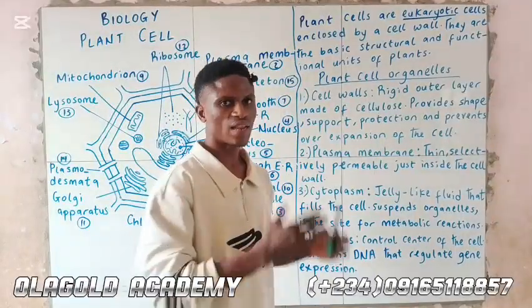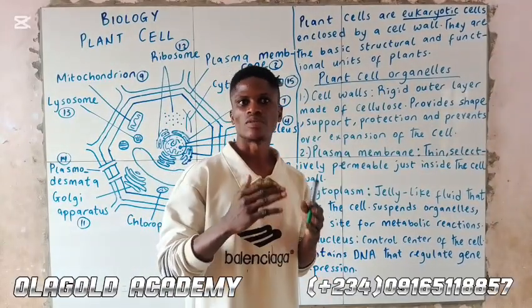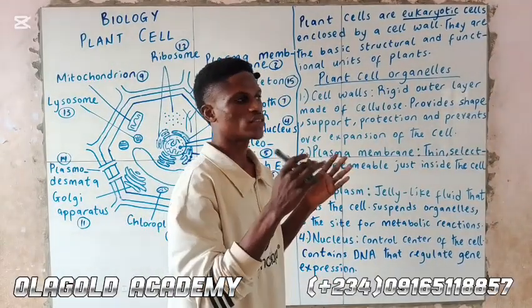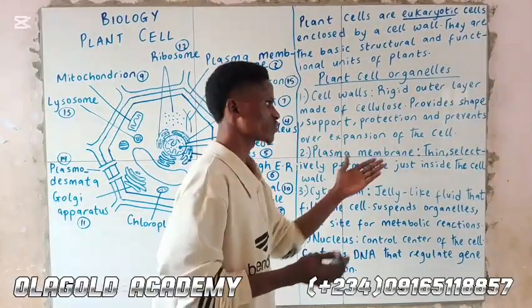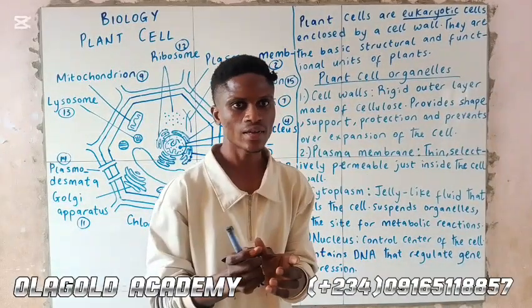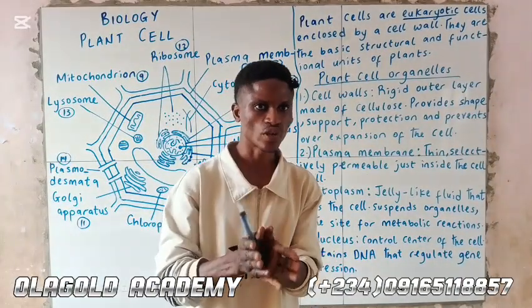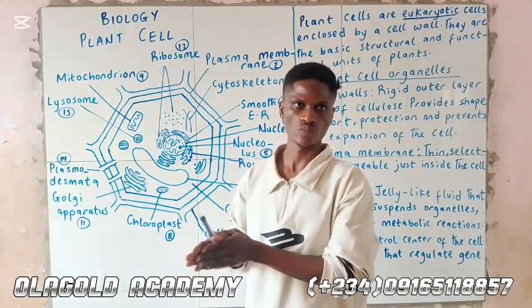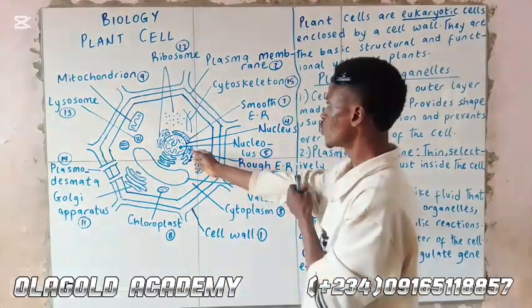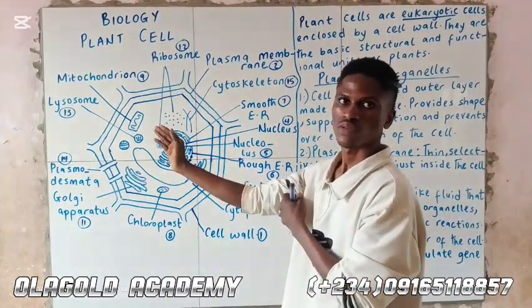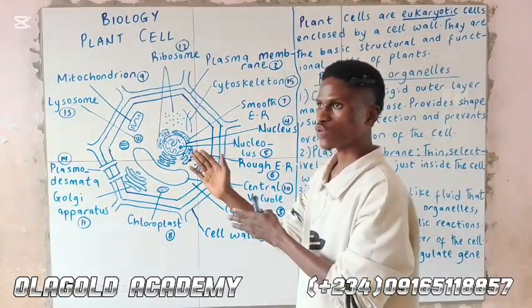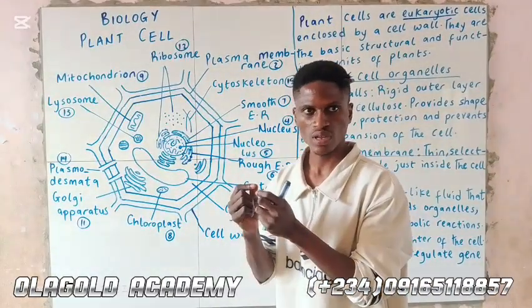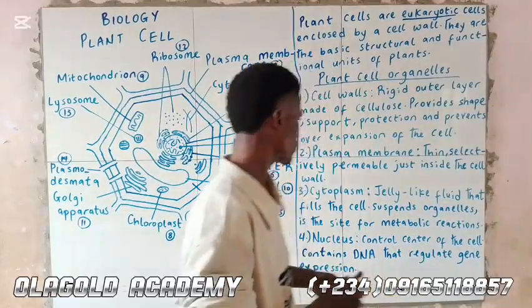And we have the selectively permeable membrane. An example is our cell membrane or the plasma membrane. They allow water and nutrients to enter and leave the cell. They do not allow any other organelles to enter and leave the cell. So they select what comes in and what goes out.